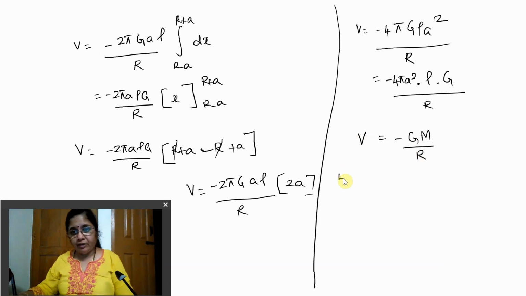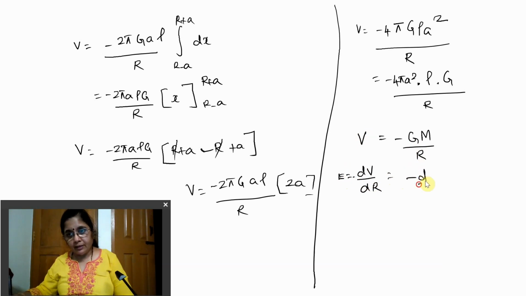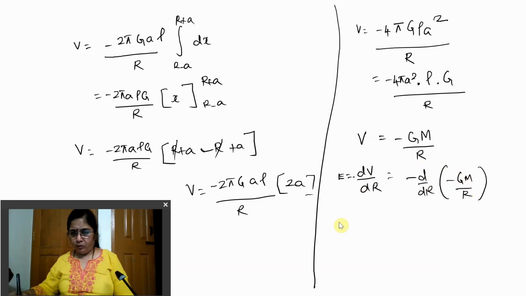Now the gravitational field is minus of dv by dr. So you are going to have minus d by dr of minus gm by r. So what are you going to have here?